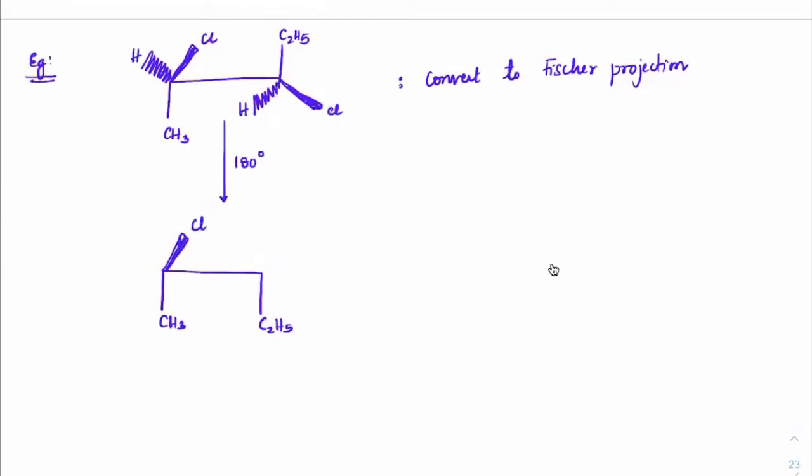Cl is here and H is going inside here. Now observe this, what would happen to this chlorine? The chlorine which was coming out, now if you make a 180 shift, it will go inside. So here it will go inside and the hydrogen which is inside will come out. So hydrogen would be here. So you can see this is the eclipsed form, while this was the given staggered form.